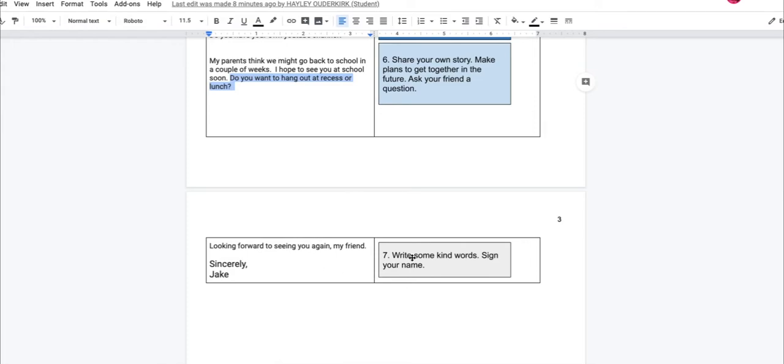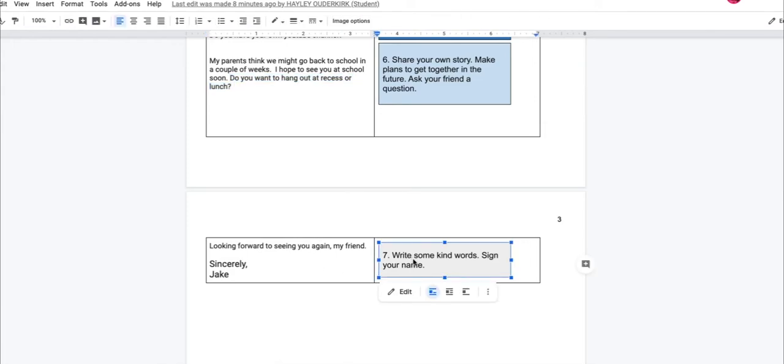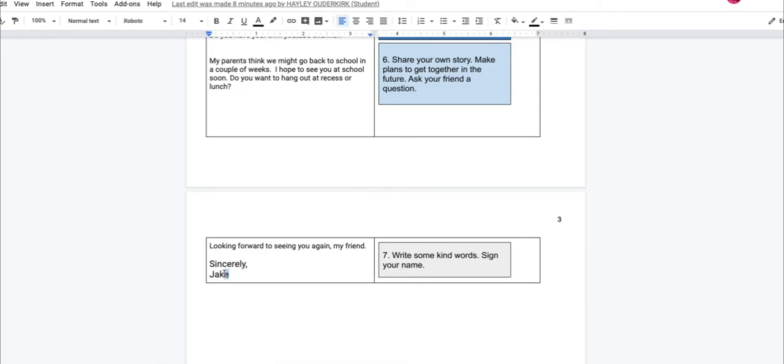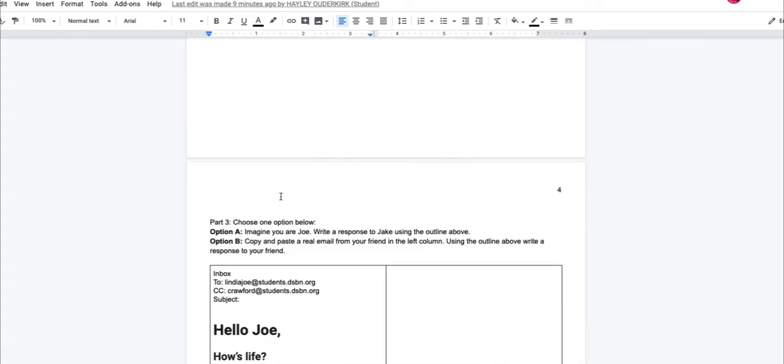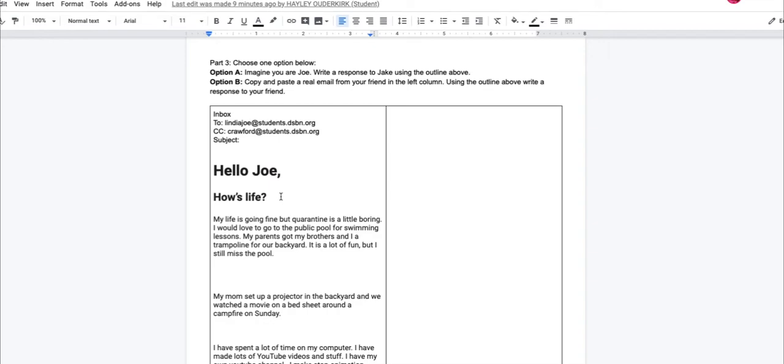Good. And then the very last step is write some kind words inside your name. If you notice, Jacob here wrote sincerely, comma, and then he pressed enter on his keyboard, and then he made sure he had a capital on his name. So that's really important. That's called a salutation at the end of the email. So we're going to do this together. Haley and I are going to write our email to Jake. So what do we start off with, Haley? Hello. Hello, Jake. Hello, Jake, comma.